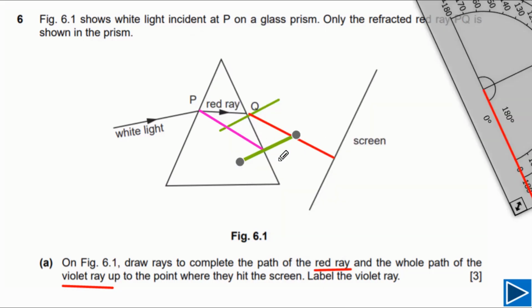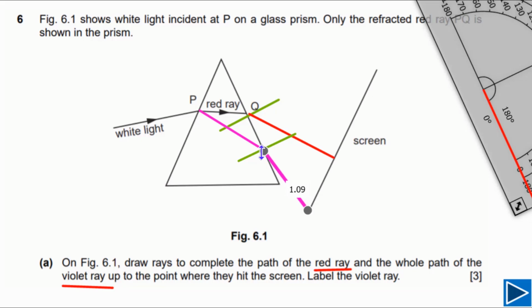The emergent ray is entering a less dense medium, so it will bend away from the normal. This is violet light, so it will refract even more than red, so it will bend somewhat like this. It will bend more than red.